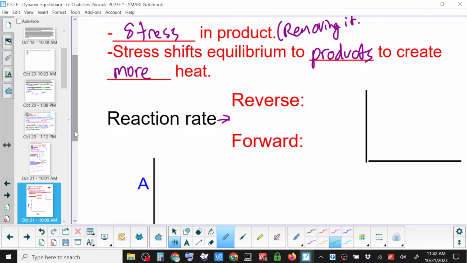Draw your graphs and come around and take a look. What do you got? Nope, no. Well, your color coding. Which one should go down the most? The reverse. Why? Because it's losing heat, so that's where everything happens.